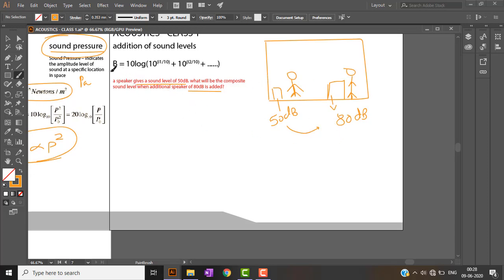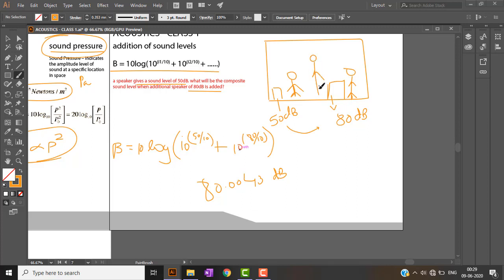For that we have this formula: beta is equal to 10 log 10 of 10 raised to I1 divided by 10 plus 10 raised to I2 divided by 10. That's nothing but beta equal to 10 log of 10 raised to 50 by 10 plus 10 raised to 80 by 10. When you solve this equation, let me solve it in my calculator, 10 raised to 5 plus 10 raised to 8, that will give a sound of 80 decibels only, 80.0043 decibels.